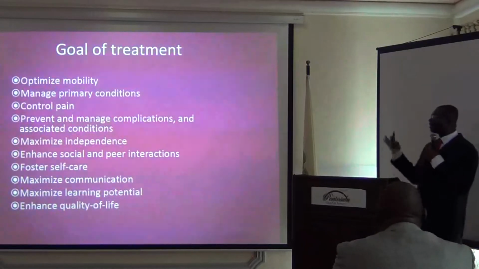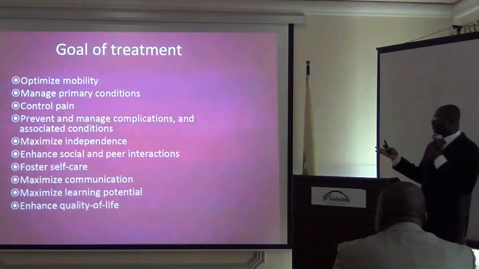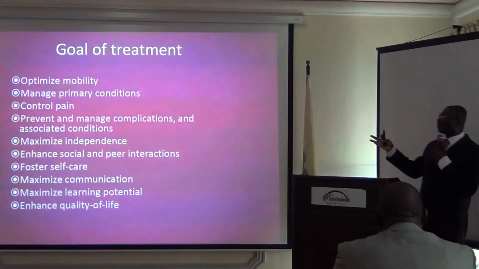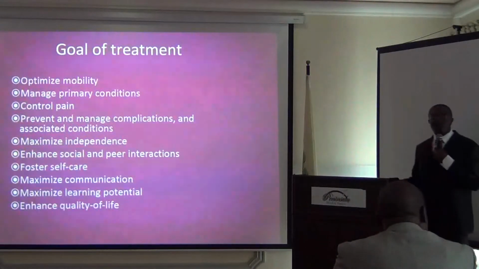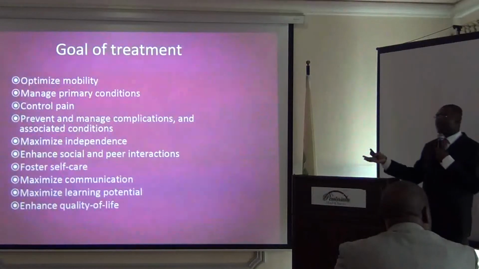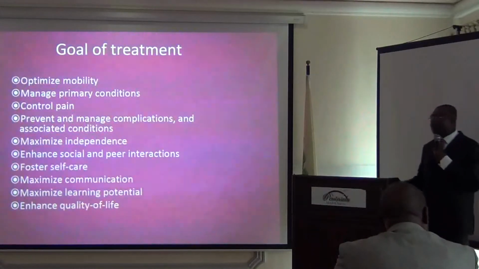And then we need to maximize independence, because the child needs to attain that maximum potential for him to be independent. So we need to bring in things that will help the child to be independent. If the child cannot walk, then we can have assistive devices that will help the child to move around.